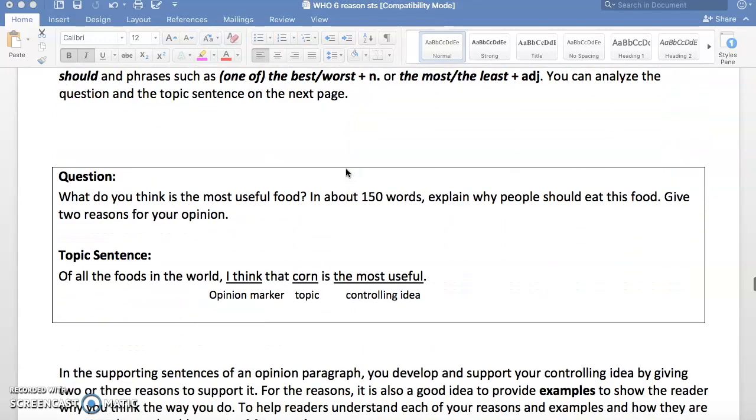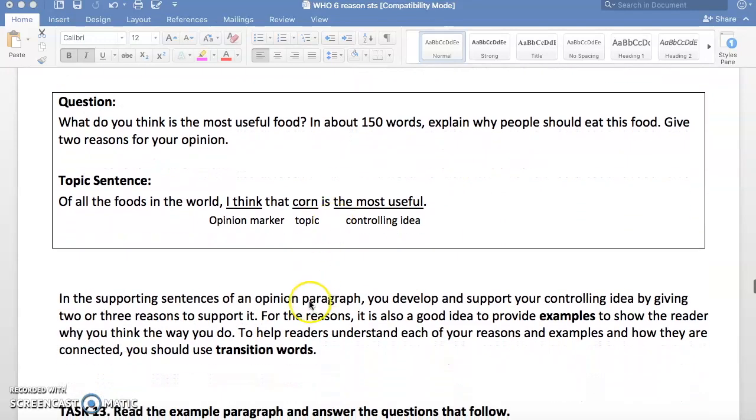Yes, and then your majors, as I said before, will be some reasons, and for the reasons, you will explain them with minors, and in your minors you can provide examples. Again, you can use the transition words to support your idea even further. All right.